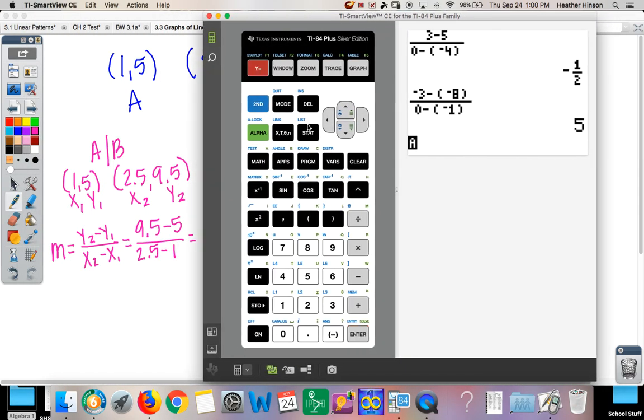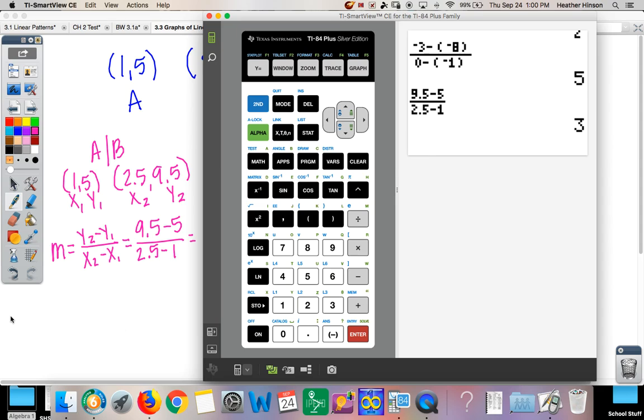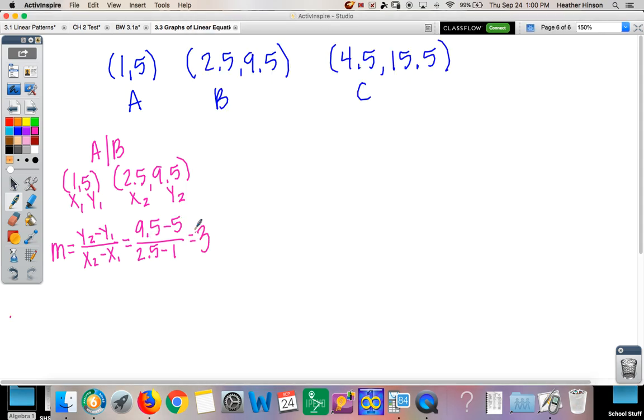So alpha Y equals, enter to get your fraction, 9.5 minus 5. On the bottom, 2.5 minus 1, and hit enter. So our slope is 3. So that's just the first one. We still have to check the next pair. So you can pick whichever ones you want. I'm going to go with, let's go B and C.